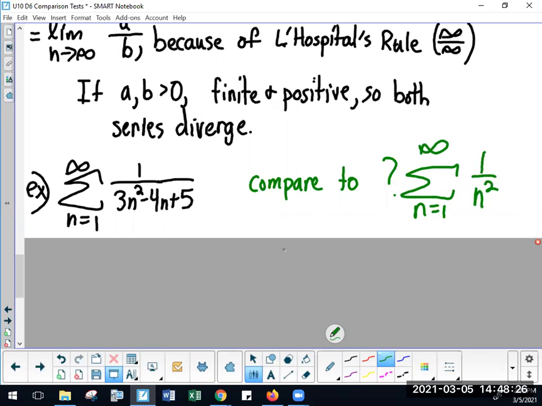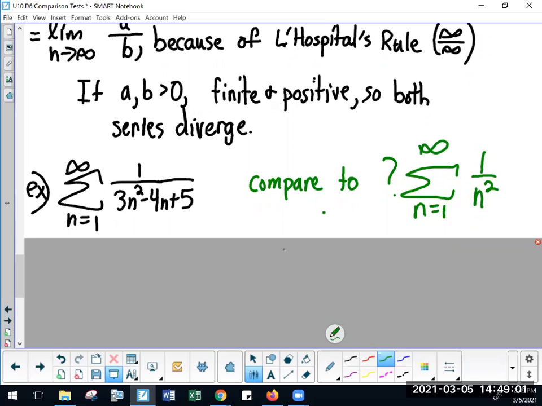How's that one grab you? Are those similar? I would say so. My reasoning here is when I look at 3n squared minus 4n plus 5, and I think about dominance, because n is approaching infinity, out of everything in the denominator, what's the most important thing? N squared. N squared is what drives the behavior here. So I could compare this to n squared.